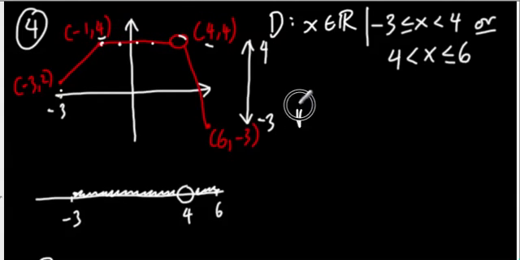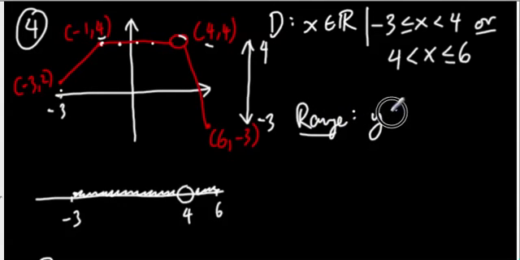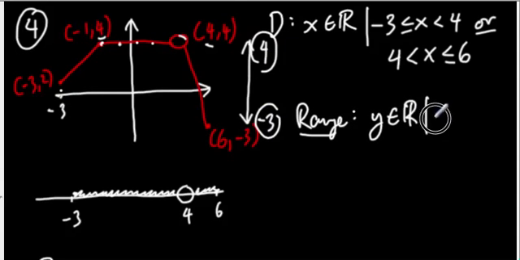So for the range, we say y is an element of the reals, and it goes from -3 and includes -3, all the way to 4. I hope that one made sense. Let's do number 5. Okay, so number 5, this should have been a bit straightforward.